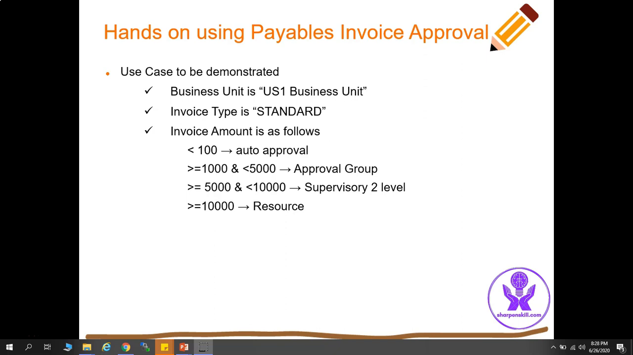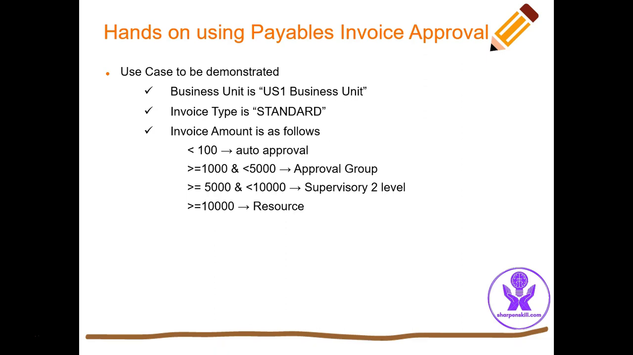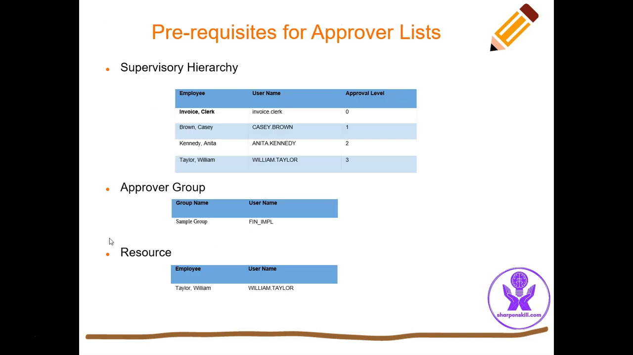If it is greater than or equal to $1,000 and less than $5,000, then it will be assigned to an approval group to approve. Next, if it is greater than or equal to $5,000 and less than $10,000, it will go for supervisory approval up to 2 levels. Next, if it is greater than 10,000, it will be assigned to a resource, let's say the CEO of the company, for approval. Now, let's look at the supervisory hierarchy that we are going to use.